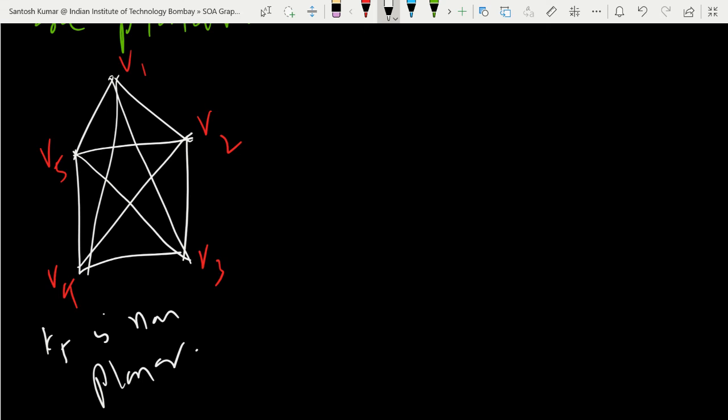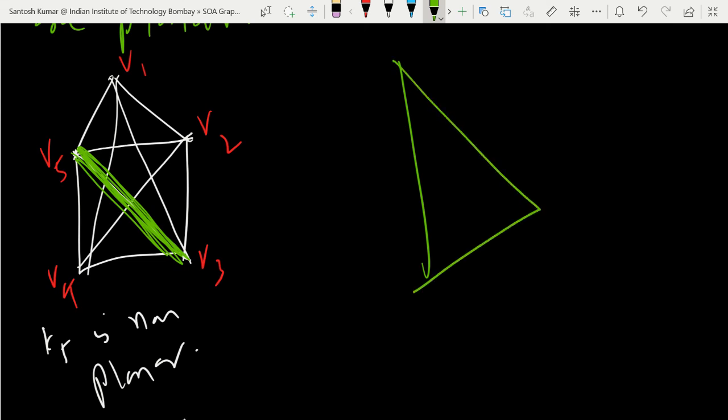V3, V5. Okay, so I want to remove this edge, V3, V5. So let me draw. What are the remaining three vertices? V1, V2, V4. So let's draw this, and anyway you can draw. Let me draw it like this. No problem.